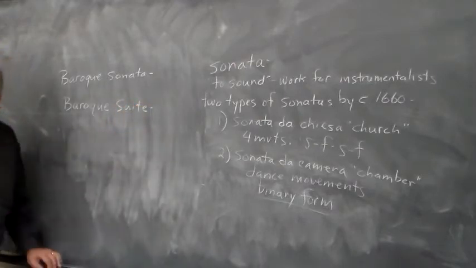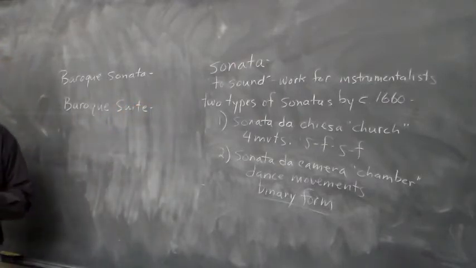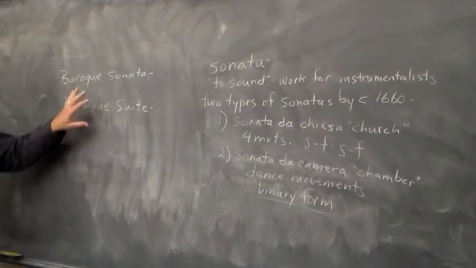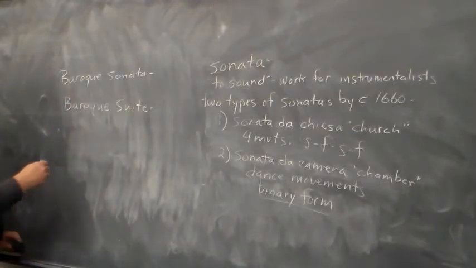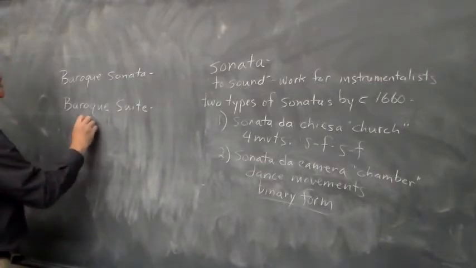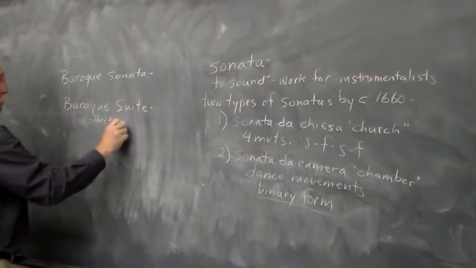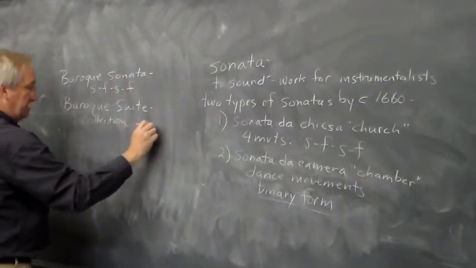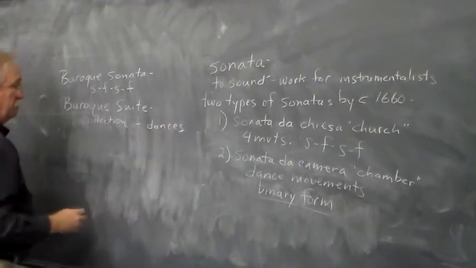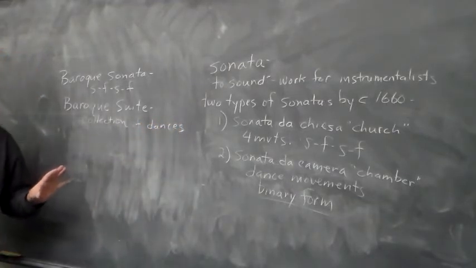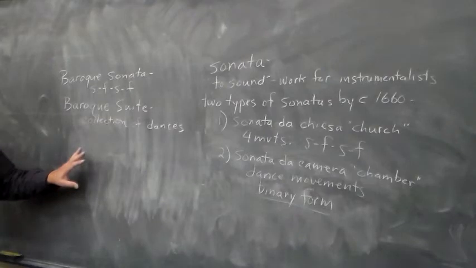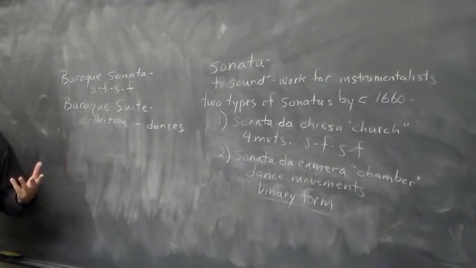The Sonata da Camera then developed into the Baroque suite, which again Bach wrote suites for solo violin, solo cello, for keyboard, and that would be a collection of dances. And so by the end of the Baroque era, then a certain order of dances was established. And so this happens at the beginning of the 18th century.